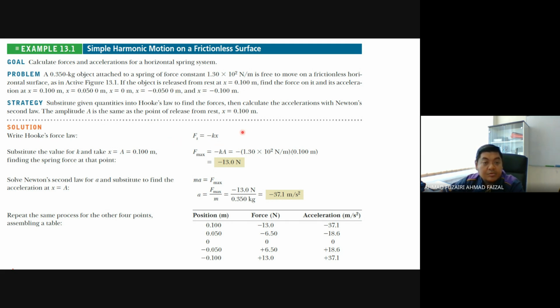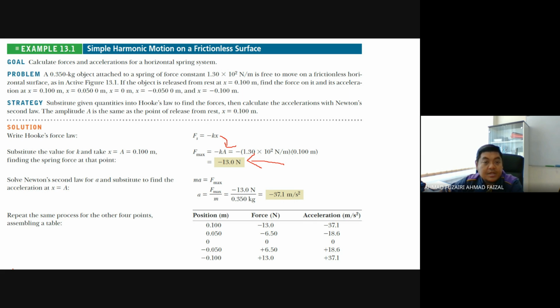By using Hooke's law, we can use F equals negative kx. Then F max is negative k times A. Remember, the maximum is where the elongation is maximum, that means maximum distance. You can substitute the x into A. Remember, F equals kx, but the x is maximum. The amplitude is the maximum distance. In this case, we have negative 13 newtons. Look at the unit, it is still the same unit, newton.